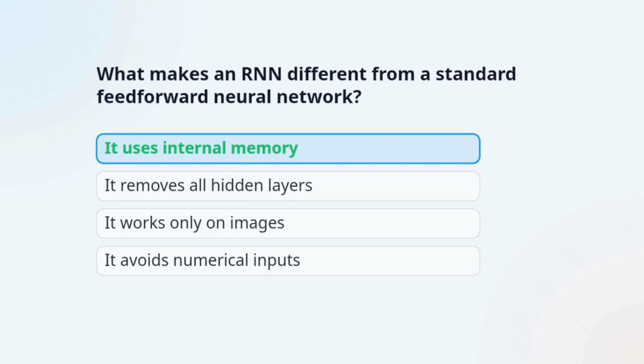The correct answer is, it uses internal memory. RNNs carry information from previous steps, which gives them memory. Feed-forward networks do not naturally preserve past context in this way.